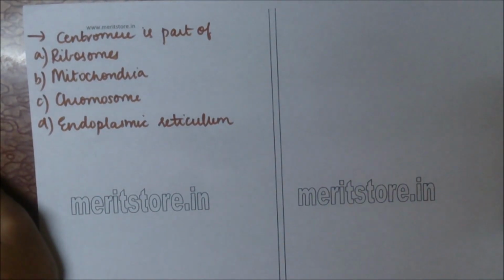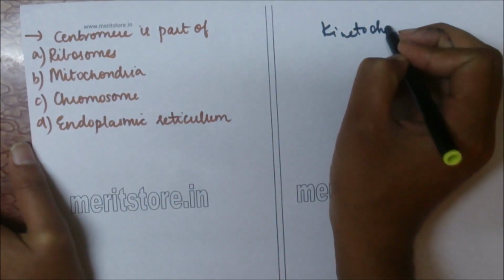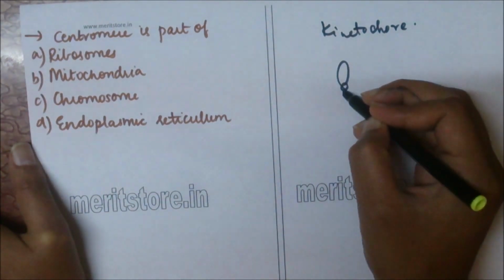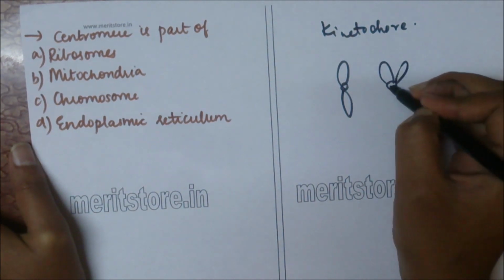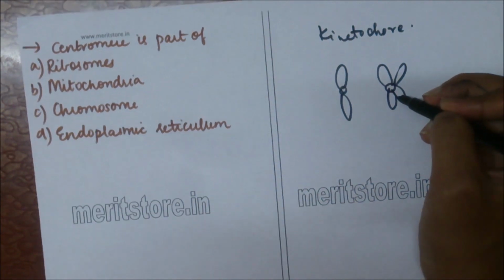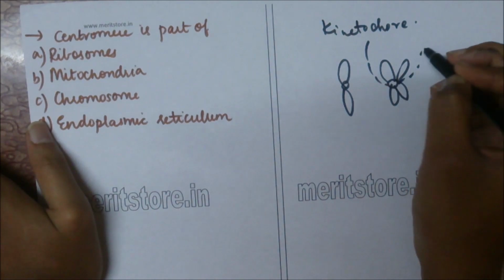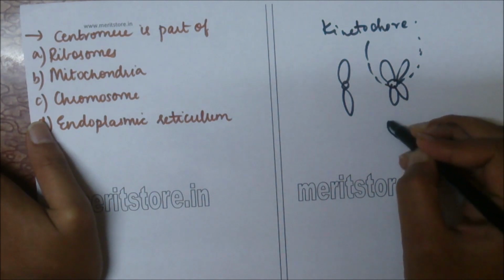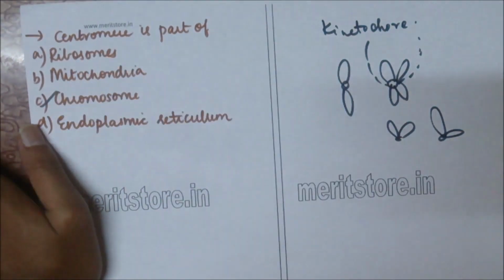Centromere is a part of A. ribosome, B. mitochondria, C. chromosome, D. endoplasmic reticulum. Centromere, also known as kinetochore, is present in chromosomes. It is present mostly at the center of a metacentric chromosome. It helps in attachment of two chromatids to form a double chromatid structure, and it also helps in attachment of spindle fibers during cell division, which move the chromatids towards the poles to form V-shaped or L-shaped chromatids. So option C is the correct answer.